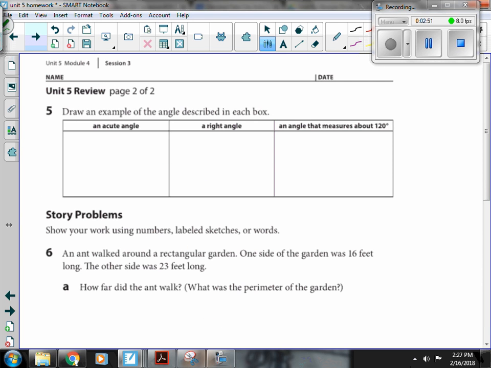On to the back. An example of each angle. So that acute angle we just said is less than 90 degrees. Now I want to make sure I have my vertex and my arrows on the end. A right angle measures exactly 90 degrees. So we have that box in the corner, but we still have that vertex point. And an angle that measures about 120, that's obtuse. It looks about like this.